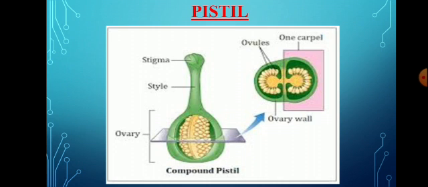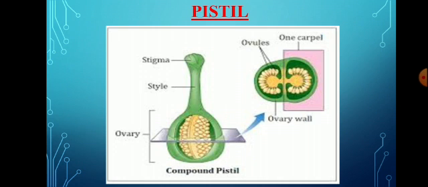The ovary contains small beads-like structures which are called ovules. You see the picture. The cross section is here. Many ovules are seen, arranged here, bead-like structures. Okay, one more time I will explain the pistil.